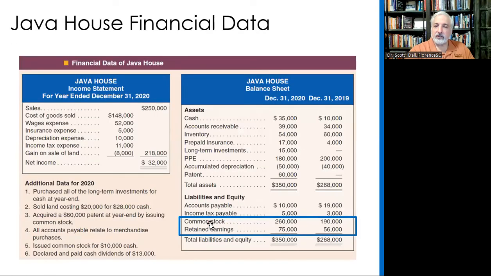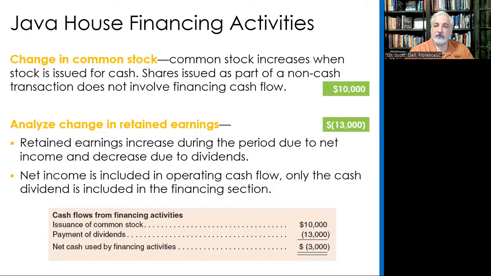So there we are. We have common stock change, retained earnings change. We have accounts payable, income tax payable. There's no debt that we're worried about here. Those are all operations. So looking at the changes of where things are at, we have changes in common stock, and we do have changes in retained earnings. Both of those elements need to be recorded and accounted for in the financing section of the cash flow statement.